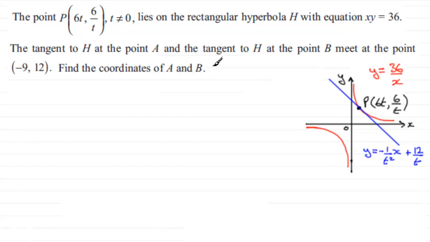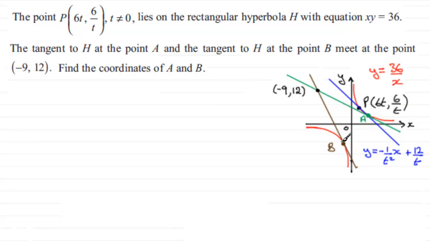Now, I do think it's a good idea to sketch the diagram. We'll put on those 2 tangents at A and B. It's going to look something like this. You can see that I've got A here and the tangent in green, and B is this point here and its tangent is in brown, and they meet at this point minus 9, 12. So how am I going to get these 2 coordinates A and B?